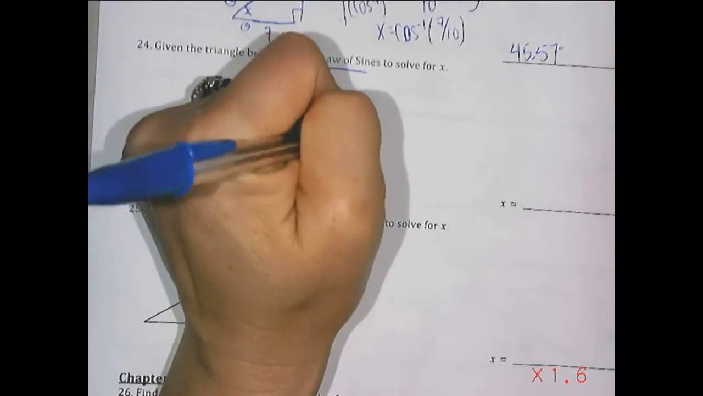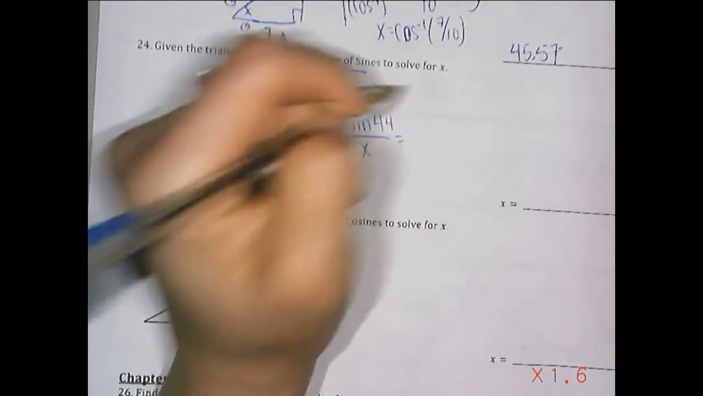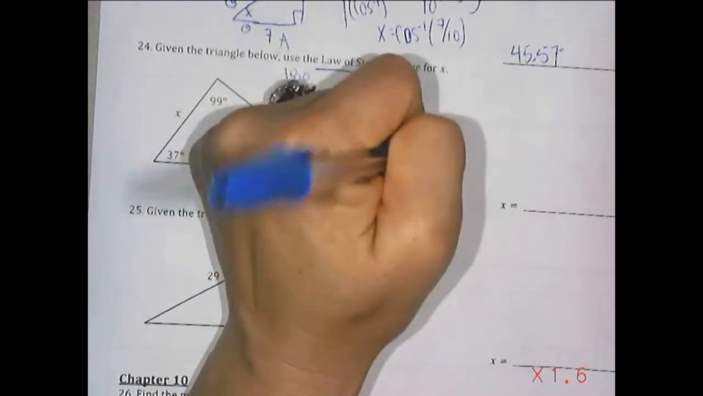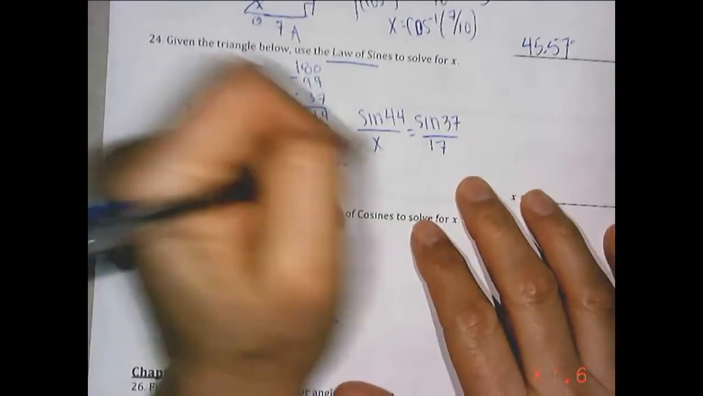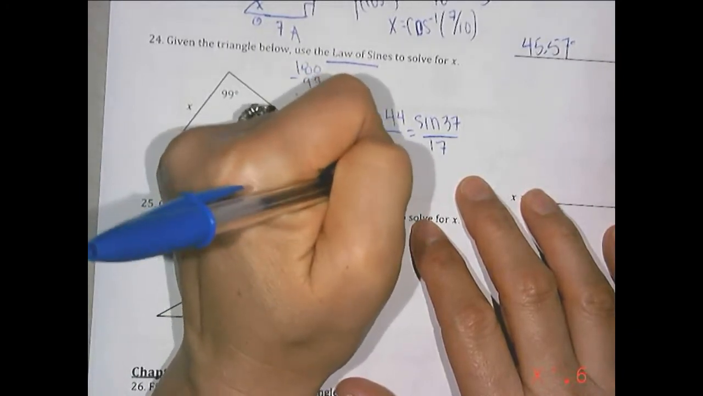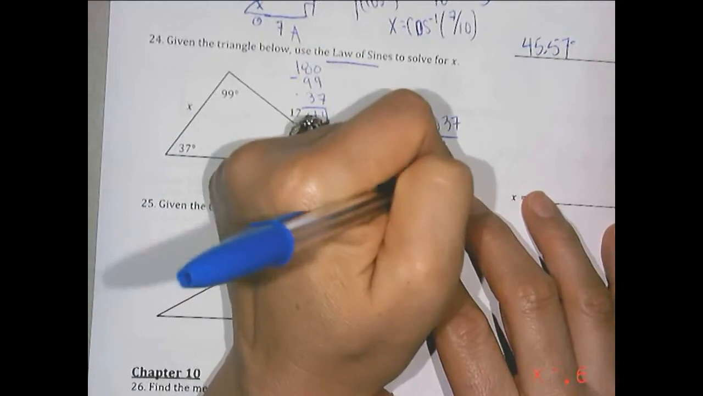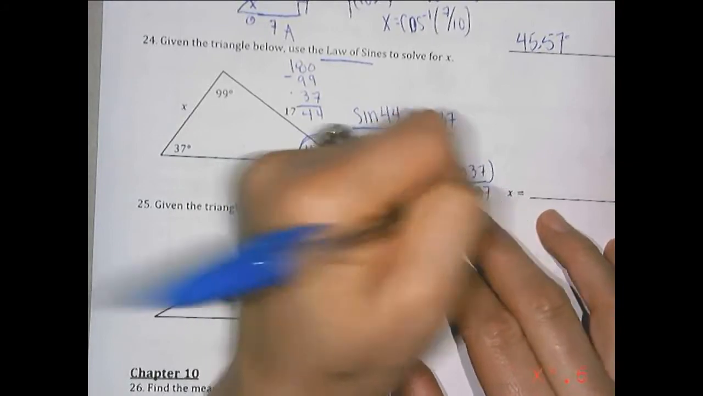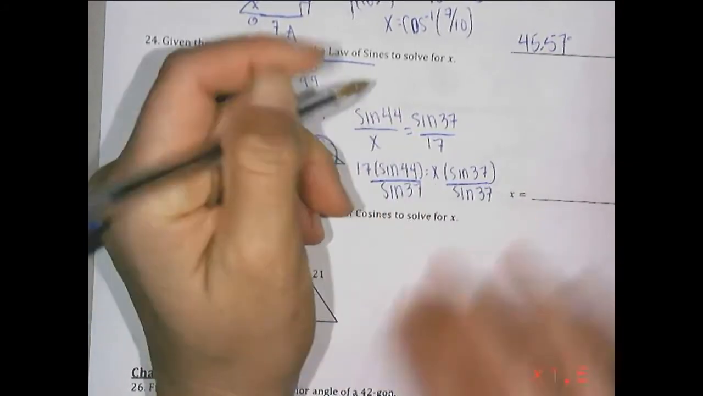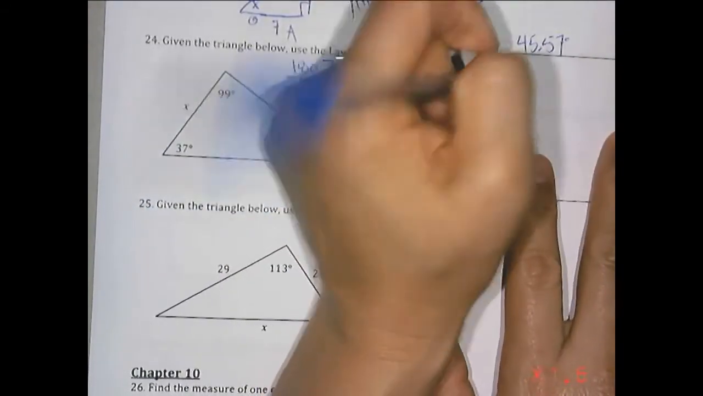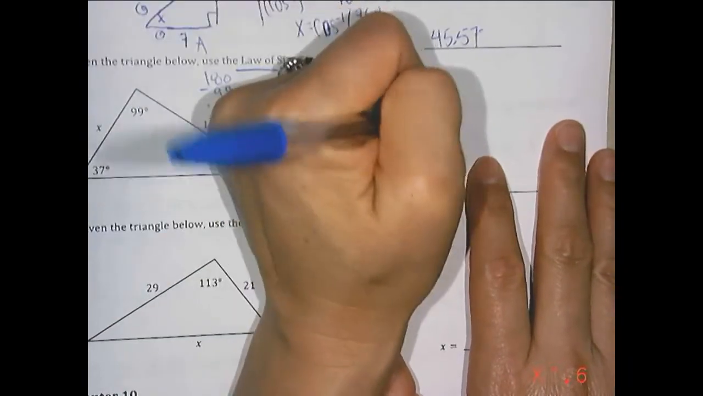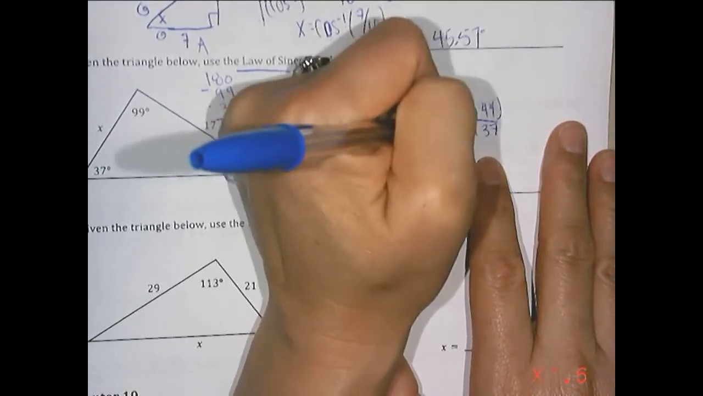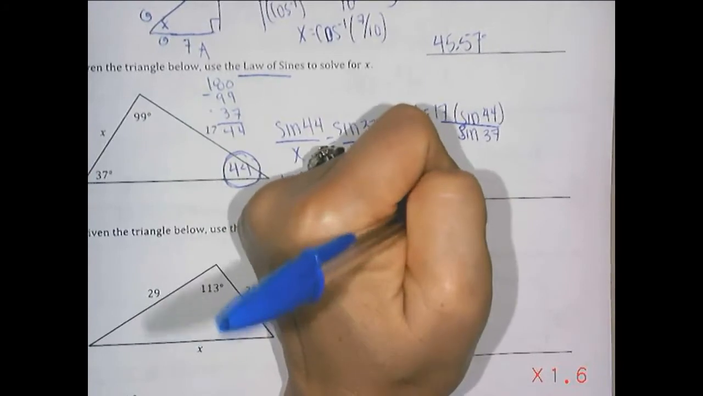I'm going to do sine 44 over x equals sine 37 over 17. I'll cross multiply. 17 times sine 44 equals x times sine 37. I'll divide by sine 37, divide by sine 37, and I will get x equals 17 times sine 44 over sine 37. When you plug that into your calculator, you'll get 19.62.